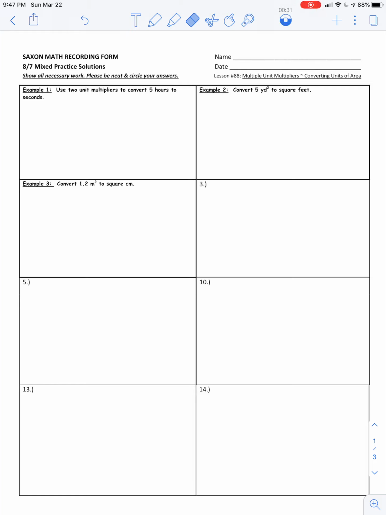Good morning, everyone. Today we're going to be looking at lesson 88. The title is Multiple Unit Multipliers, Converting Units of Area. So we're going to be looking at a couple different problems together.